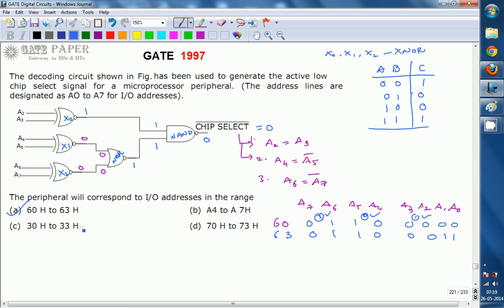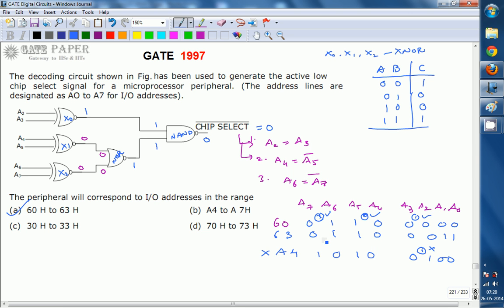Now we will go to option B and check where it goes wrong. Option B is A4, that is, 1010 0100. The first condition already goes wrong here: A2 has to be the same as A3, but A2 is 1 and A3 is 0. So this cannot be the answer. Even though the second and third conditions are satisfied, the first condition is not, so it cannot be the answer.